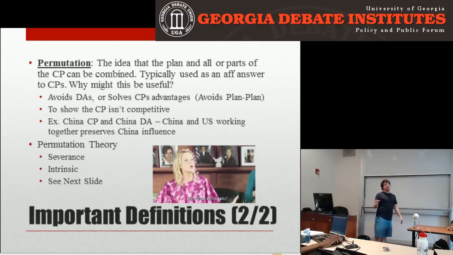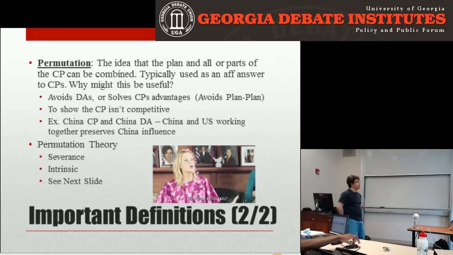And this should always be included as one of your answers to a counterplan, because if there's any reason why the counterplan is good, then you should just be able to add it onto the plan. Or if there's any reason why the plan is bad, but the counterplan avoids it, there's a good chance that the combination of the two might also be able to avoid the disad or the net benefit. Understanding the usefulness of the permutation requires a little bit of debate history.